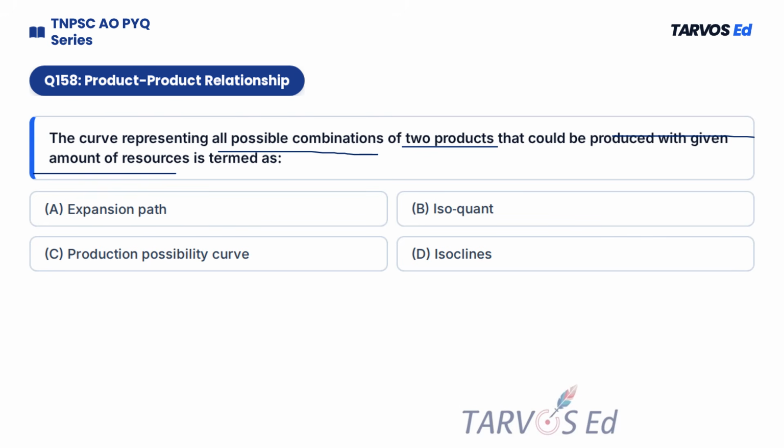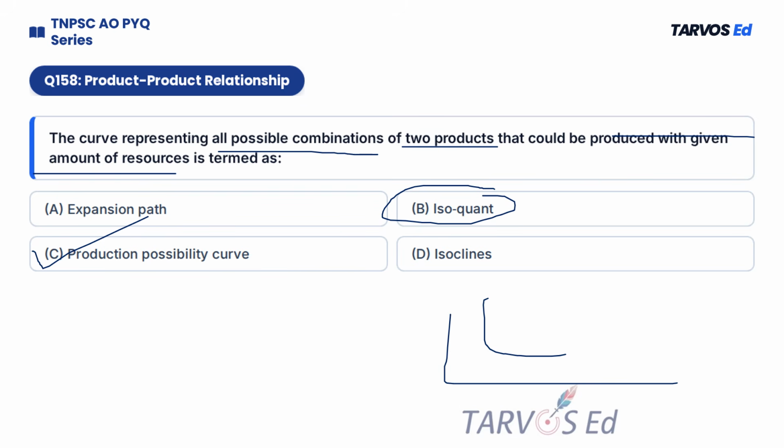So the correct option is option C, production possibility curve. Before, we have seen isoquant. So what does isoquant mean? It means all possible combinations of two inputs that produce the same output. Opposite to isoquant is the production possibility curve. And in the same way, isoquant is convex to the origin. We have seen it. And the production possibility curve is concave to the origin.